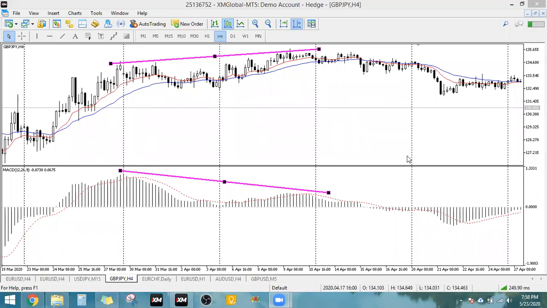Okay, I have a good question here. Saan mas effective ang MACD? Is it ranging or trending? Trending yan. For me, personally, mas nagagamit ko siya sa trending, kasi based pa rin siya sa dalawang moving average.